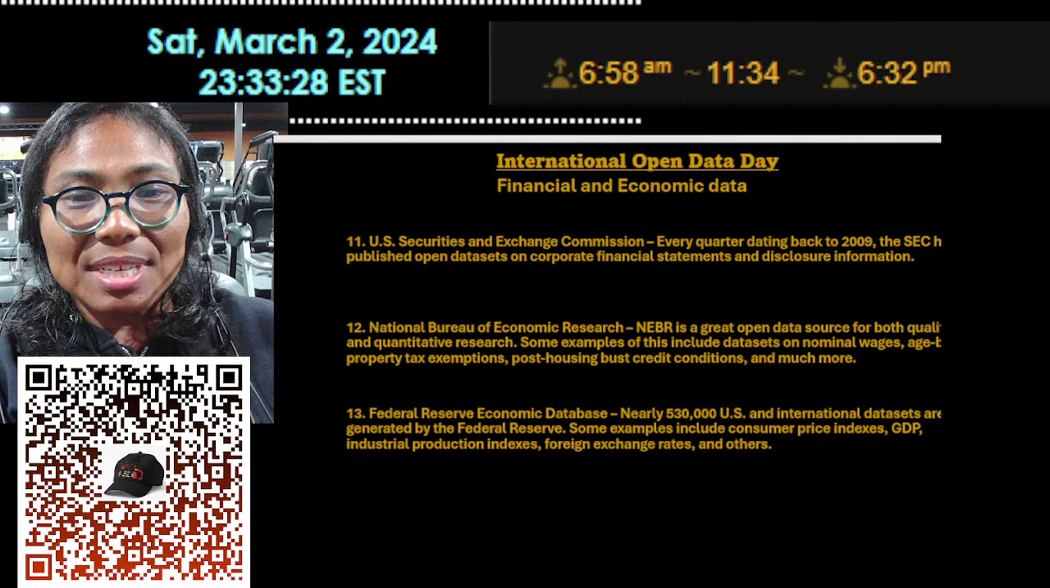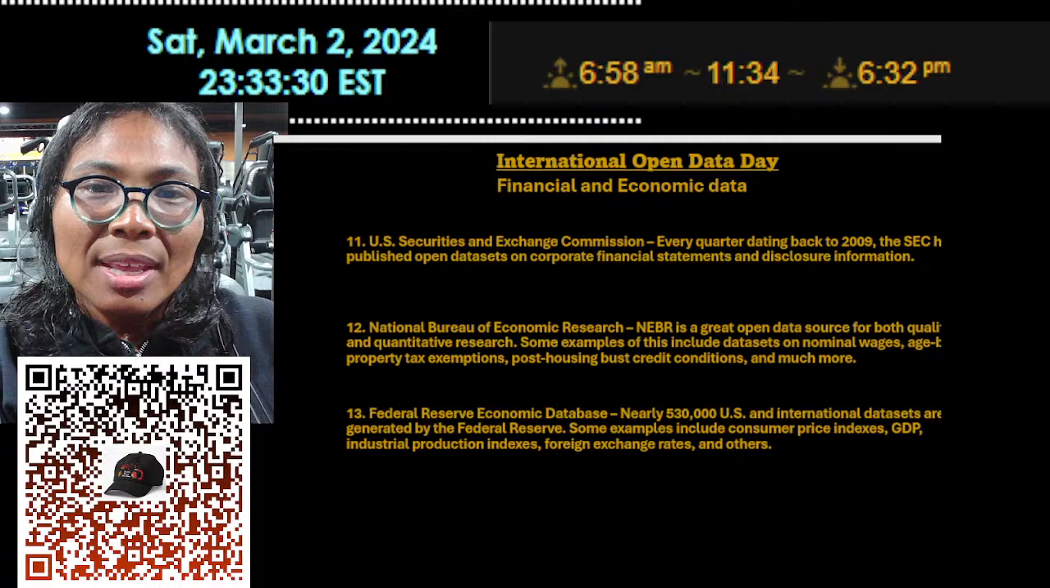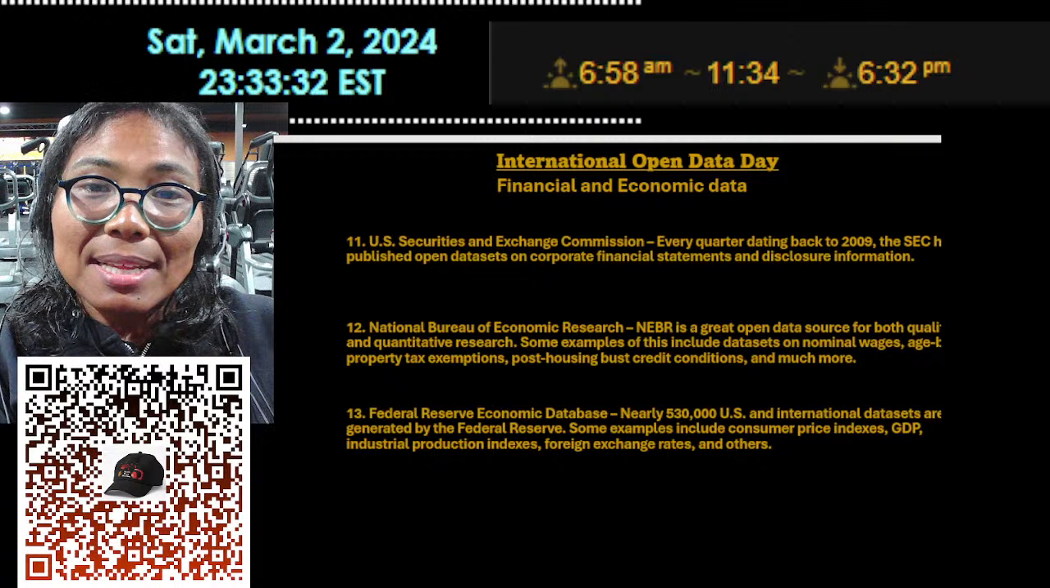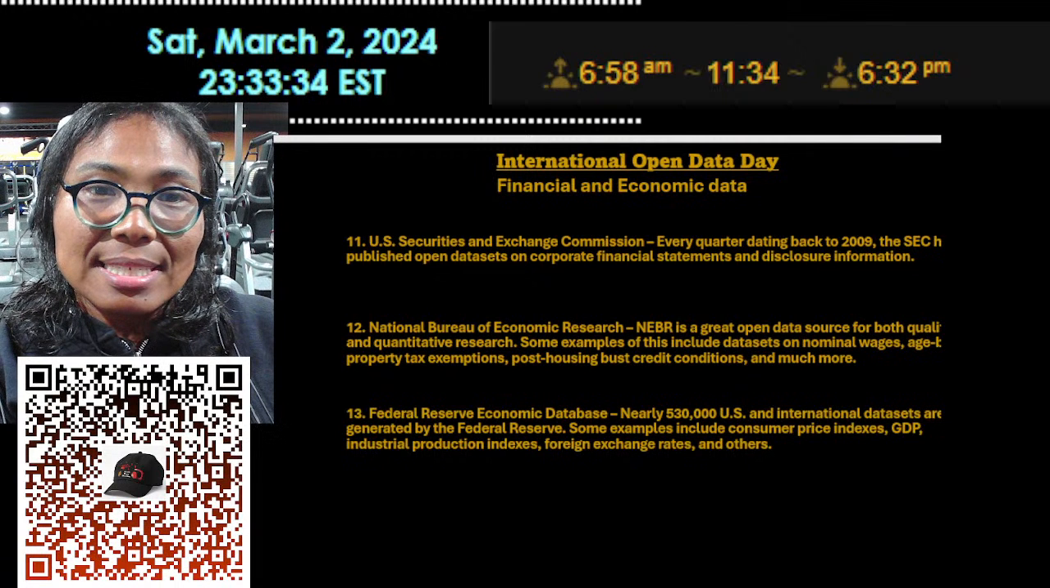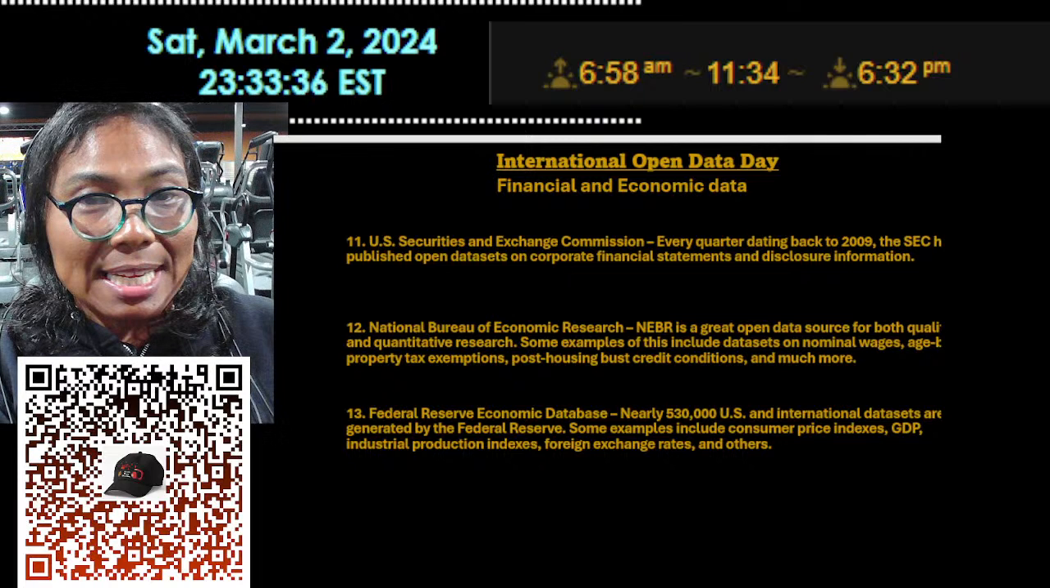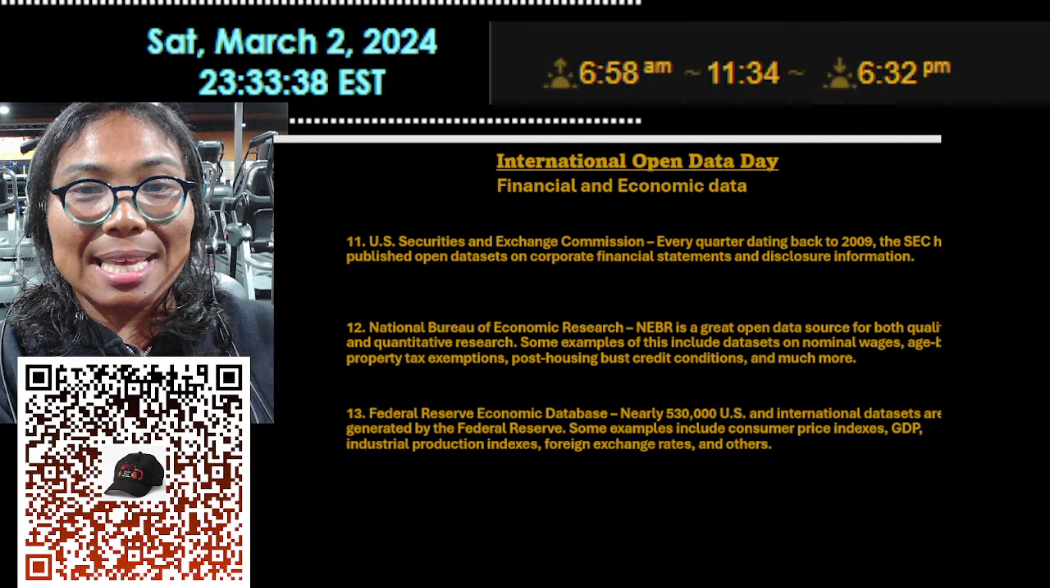Next, under financial and economic data, we also have the U.S. Securities and Exchange Commission, and every quarter dating back to 2009, the SEC has published open data sets of corporate financial statements and disclosure information.